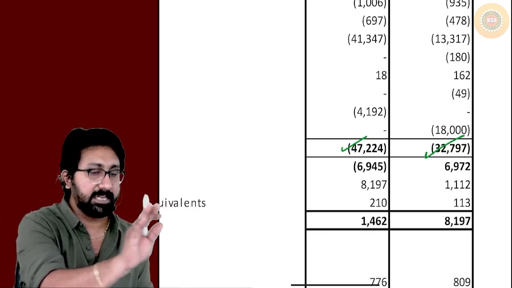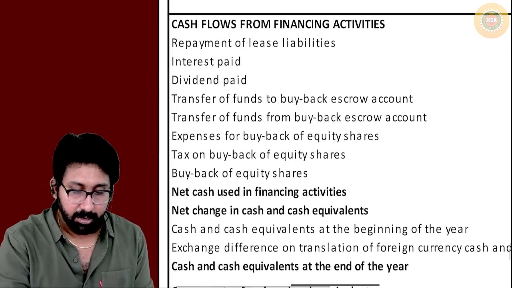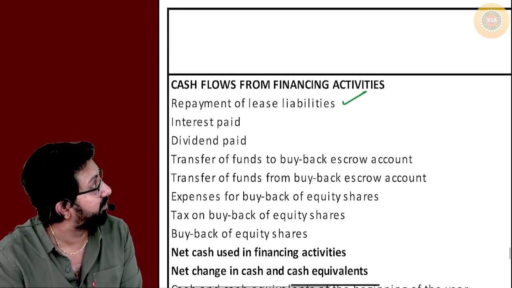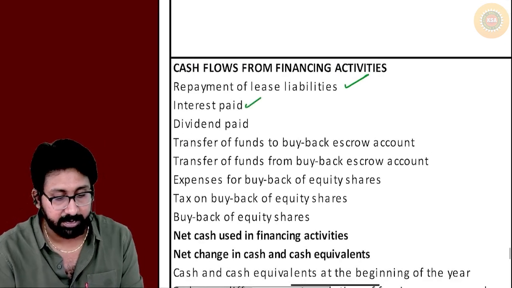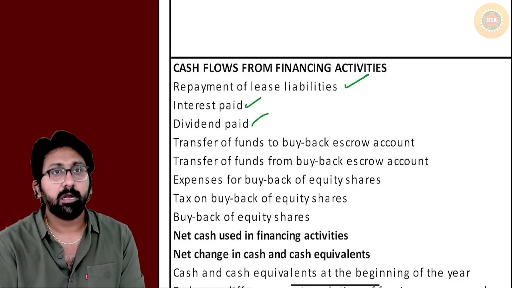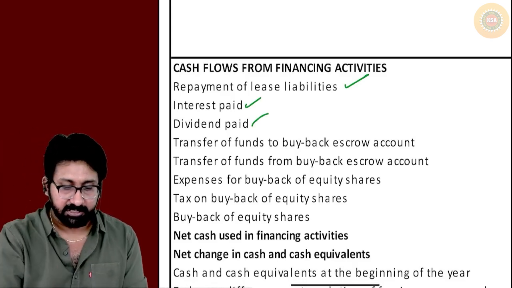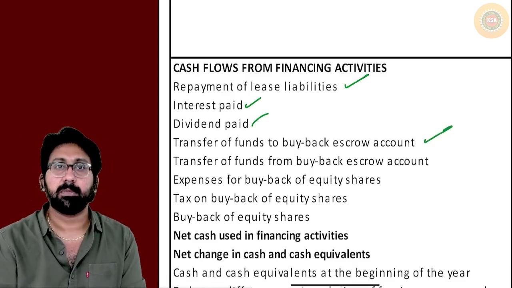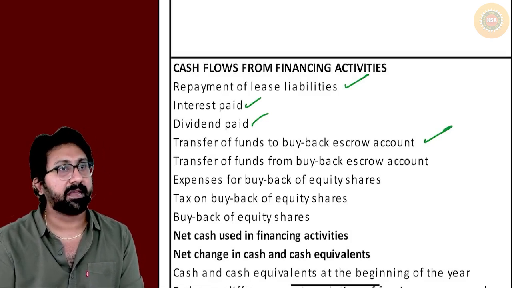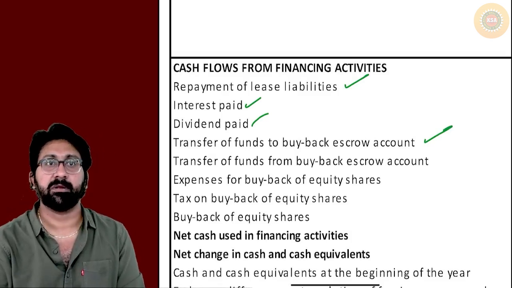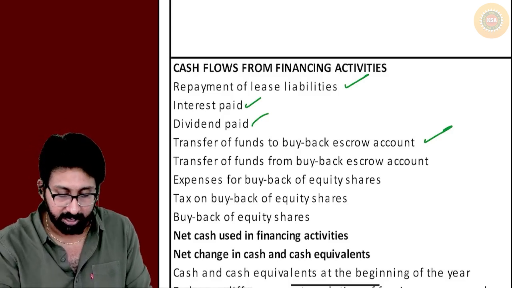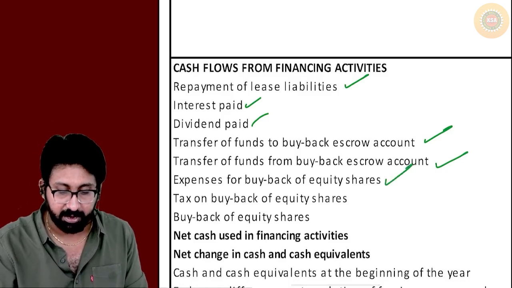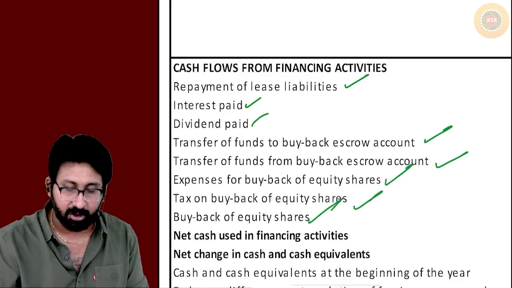Repetition one more time. Please listen carefully. Read repayment of lease liability. Second one, what is paid? Next one, what is paid? Interest paid in cash. Dividend paid in cash. Listening. Transfer of funds to the buyback escrow account. What is the buyback escrow account? It is there in the buyback section. Transfer of funds from the buyback escrow account. Next one, expenses for buyback of equity shares. Tax on buyback. Buyback of equity shares.